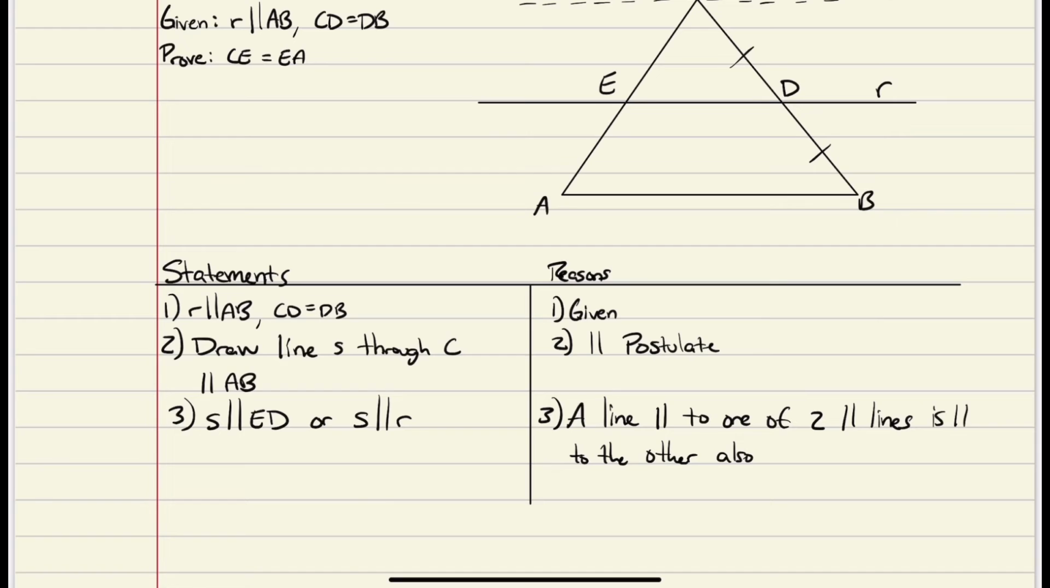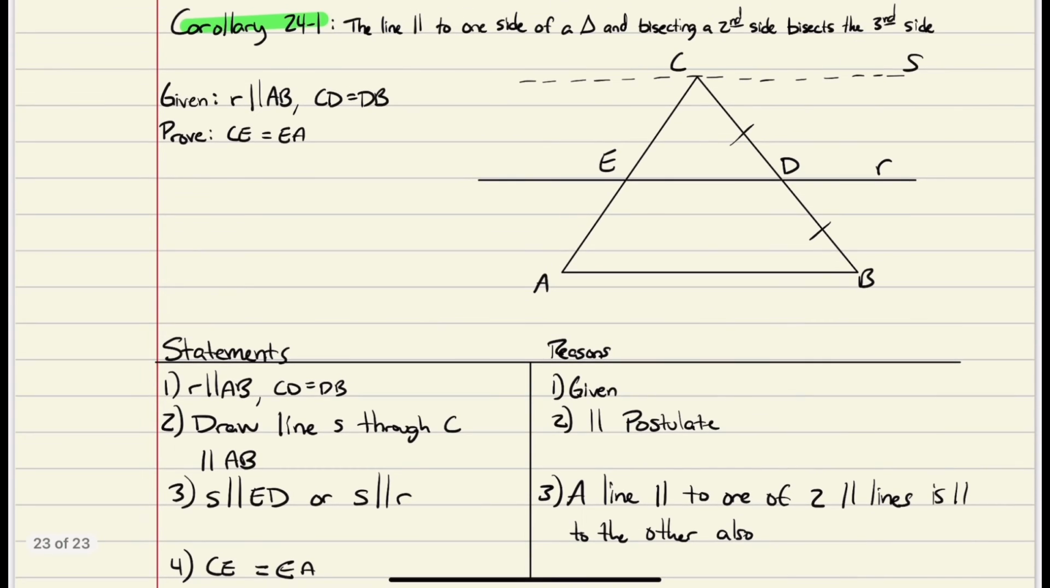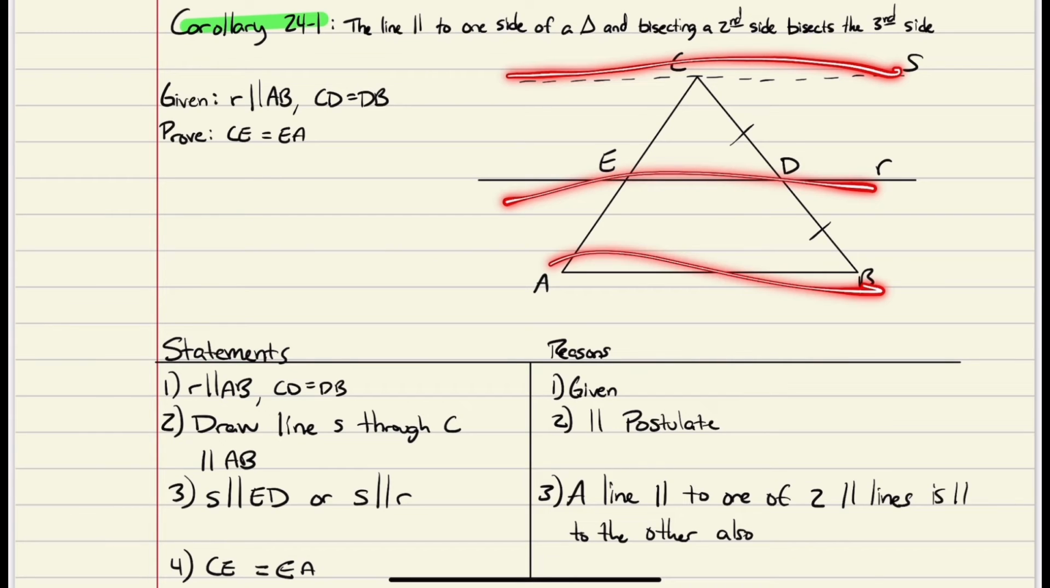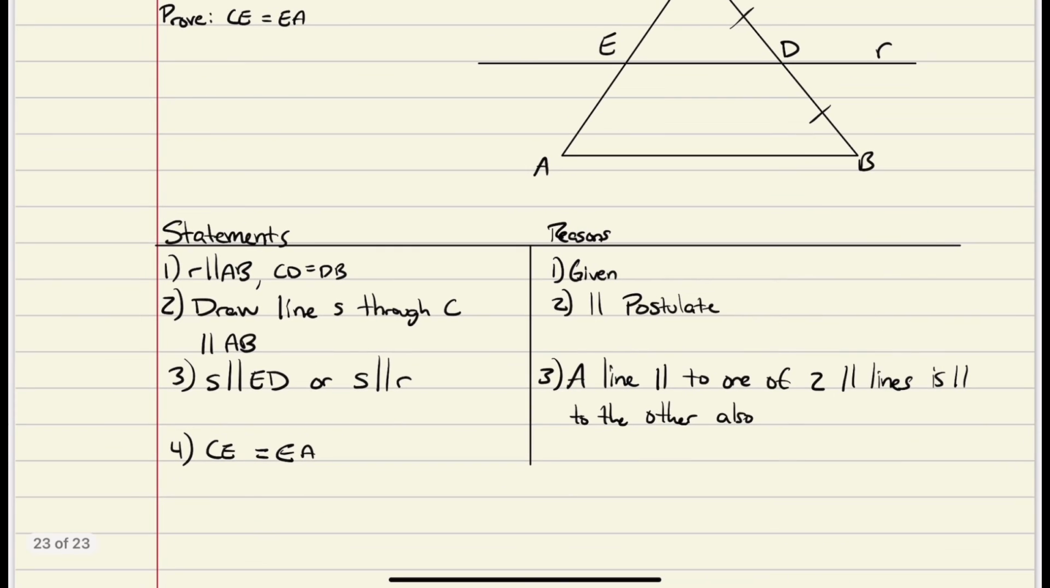All right, and then our last step, we can now state, because of Theorem 24, we can say that CE equals EA. Because now we have 3 or more parallel lines. We got 3 here, and they cut a transversal into 2 equal segments. And Theorem 24 stated that if we have 3 or more parallel lines cutting one transversal into equal segments, it will cut any other transversal into equal segments. And so that's what we are going to say.